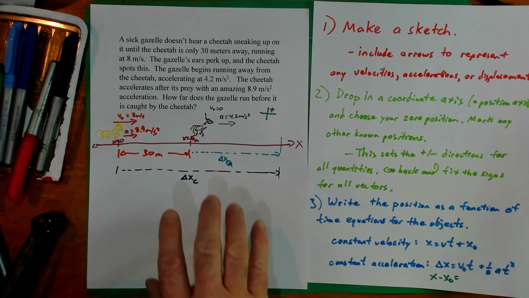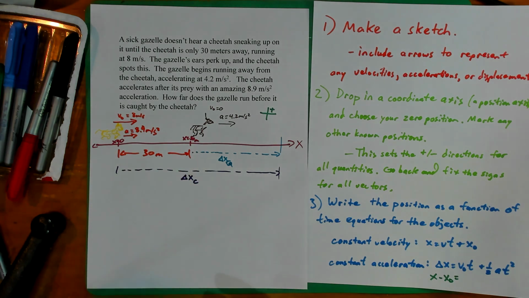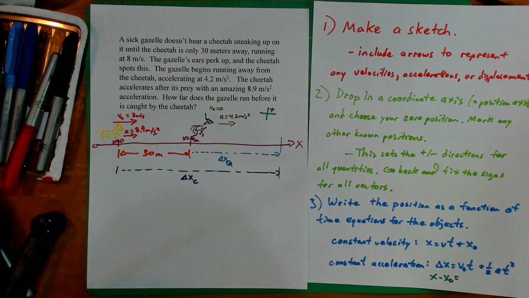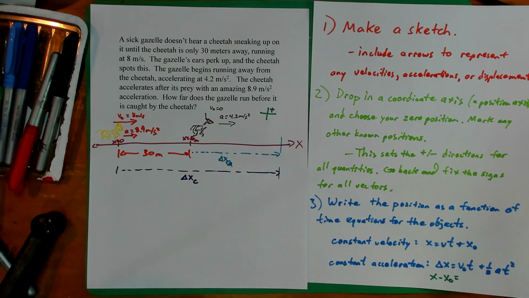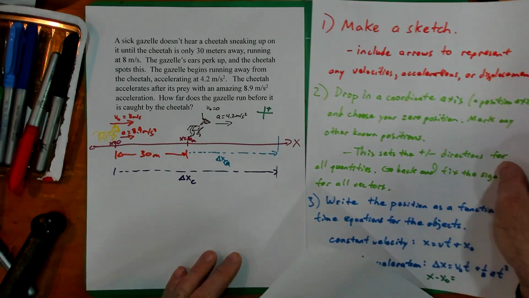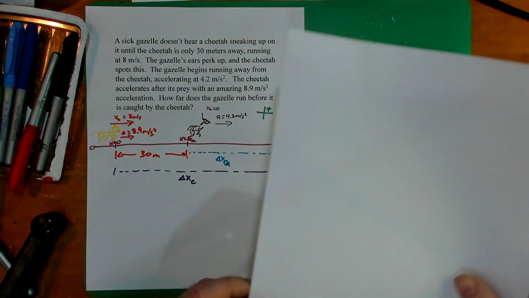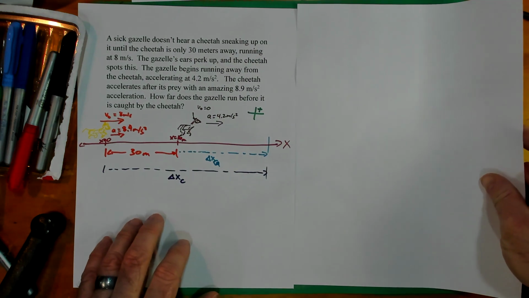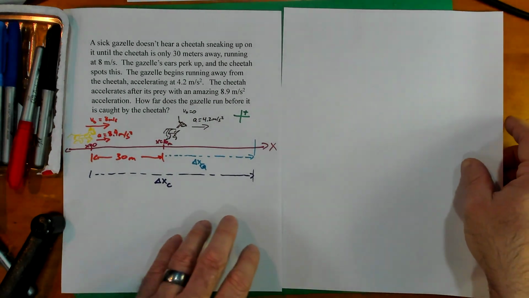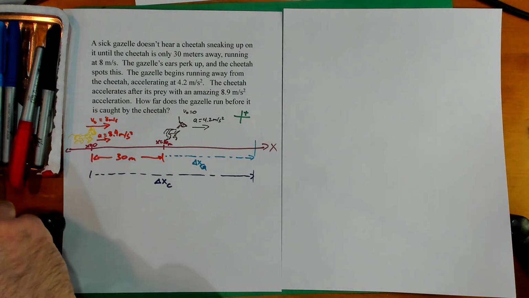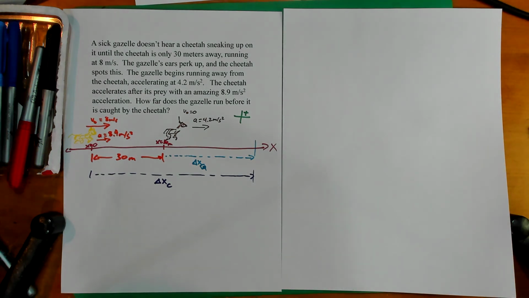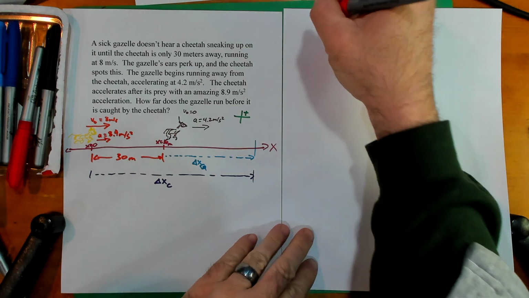So what I would do, take a look at my sketch, I would write my position as a function of time equations for each. I'm going to do this on a separate sheet of paper here. So if I go to write position as a function of time for the cheetah, then that equation is going to look like this. Let's do the cheetah in orange.